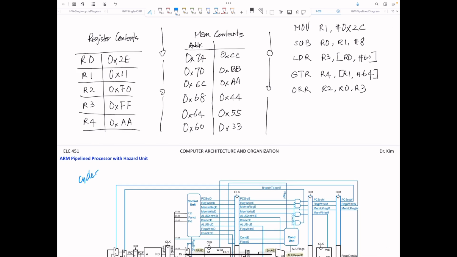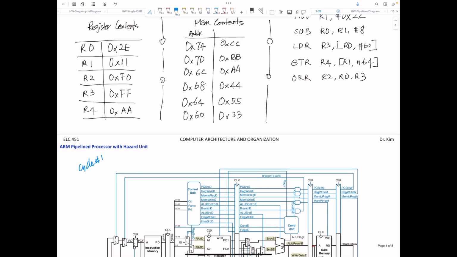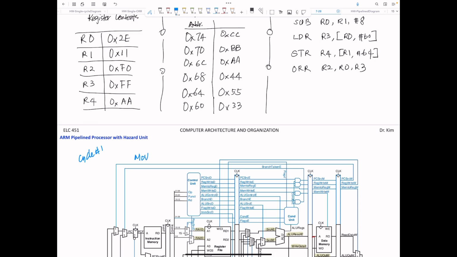In cycle number 1, the move instruction is going to go into the first stage. Right? And then in cycle number 2, the move instruction is going into the register file, and then LDR is going to go in here. And then in cycle number 3, the move instruction is in the ALU, the LDR instruction is in the register file, and then the STR instruction is going to be in. In cycle number 4, the move instruction is going into the data memory stage, and then LDR, and then STR, and then ORR is getting into the instruction memory stage. And cycle number 5.